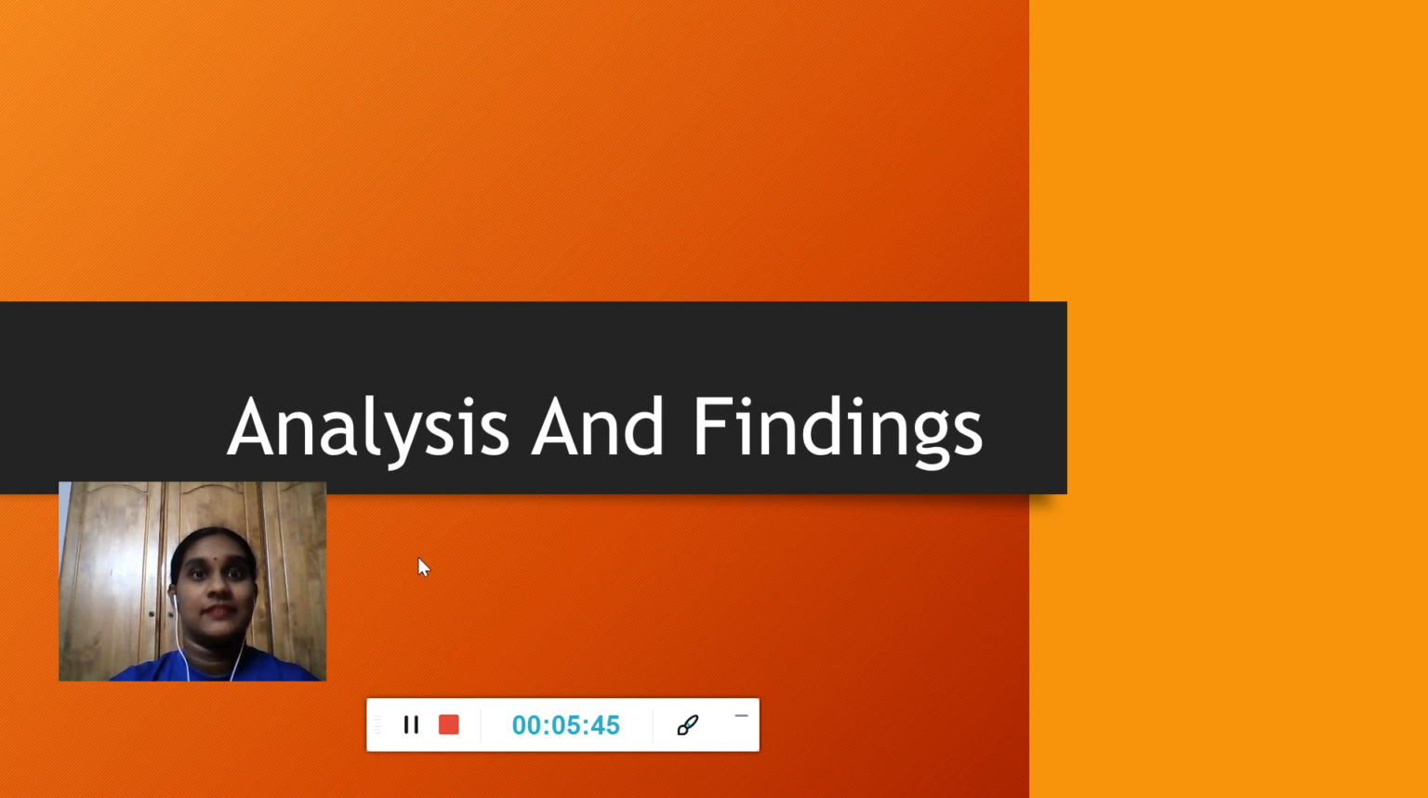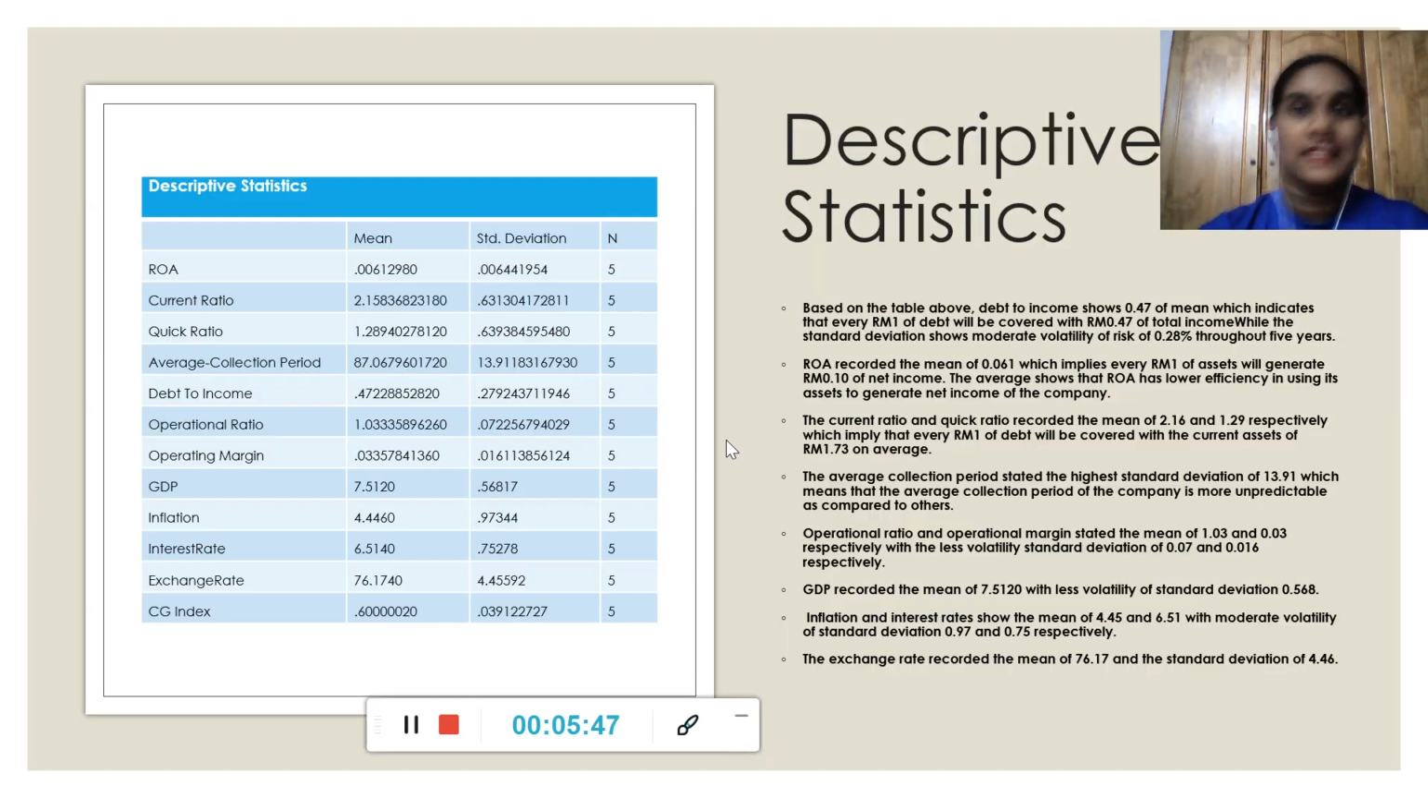Moving on to analysis and findings. Descriptive statistics. Based on the table above, the debt to income shows 0.47 of mean, which indicates that every RM1 of debt will be covered with RM0.47 of total income, while the standard deviation shows moderate volatility of risk of 0.28% throughout the 5 years.